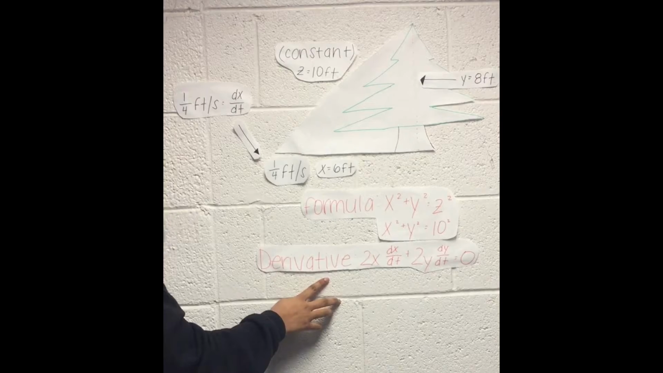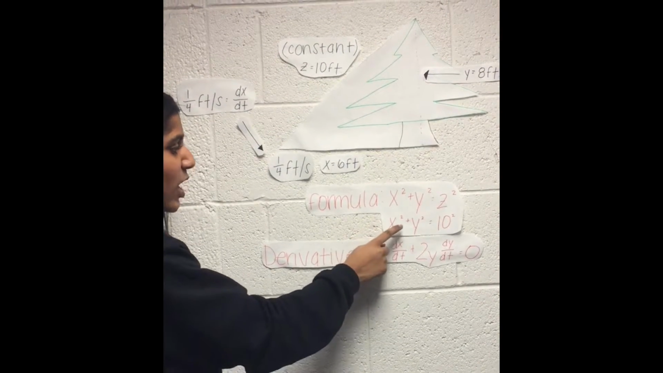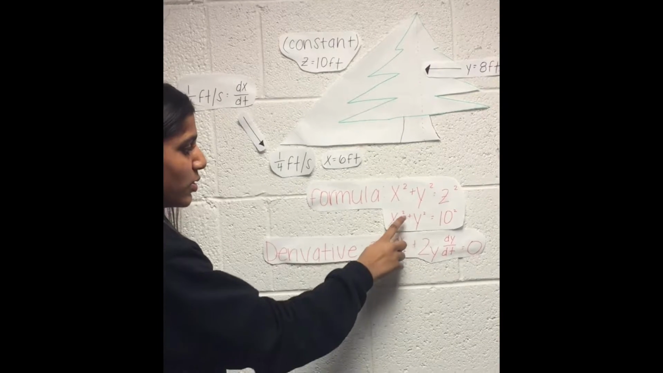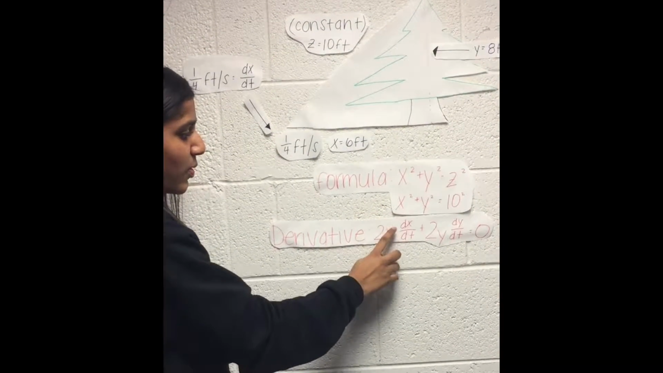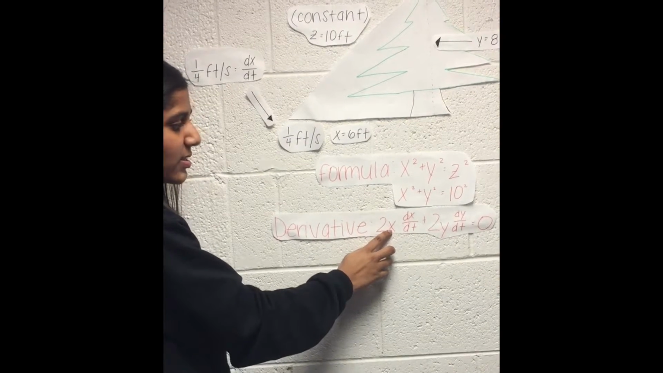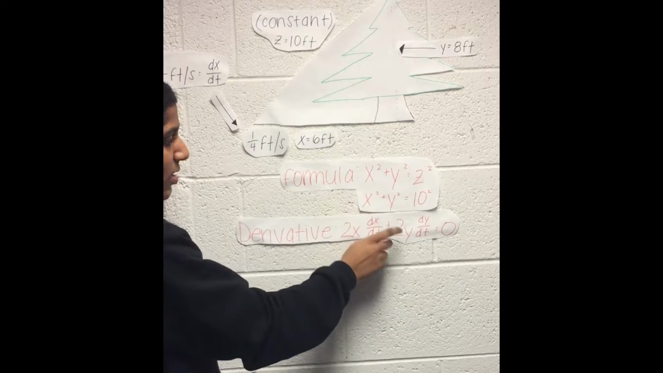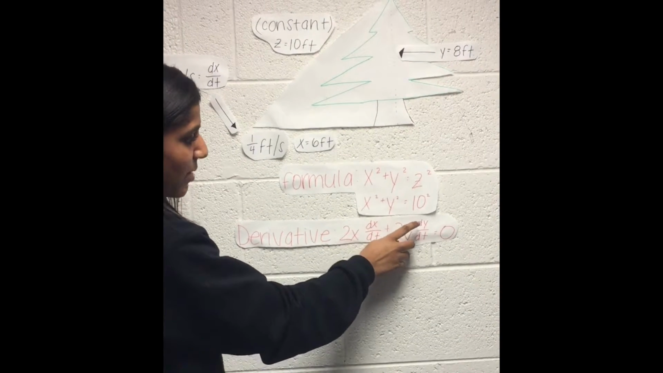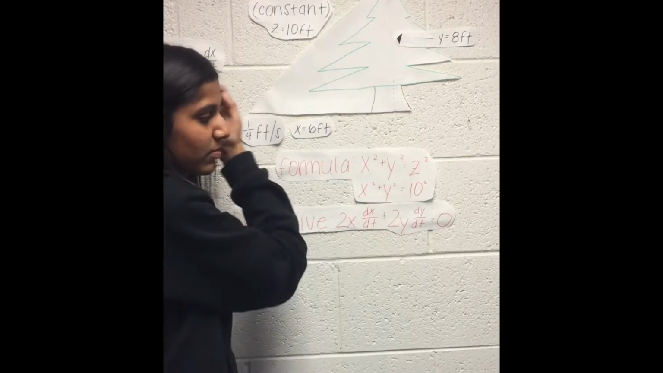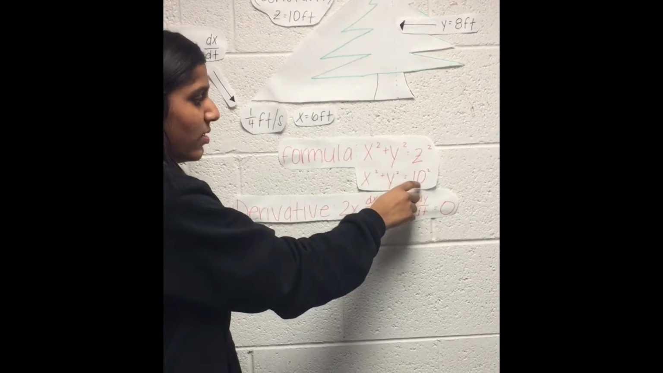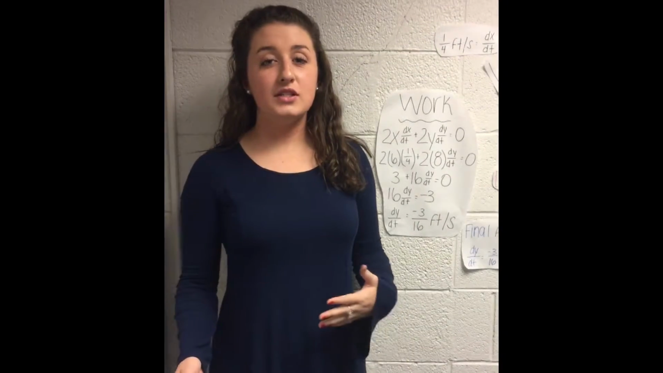And when you take the derivative of that, you're going to multiply the exponent by the coefficient and subtract 1 from the power. So 2 times 1 is 2, times x with no power, and the derivative of x is dx over dt, plus 2 times 1, 2y, times dy over dt, which is the derivative of y, and 10 squared is 100, so the derivative of that is essentially going to be 0. Okay, so now we're going to start on our work.